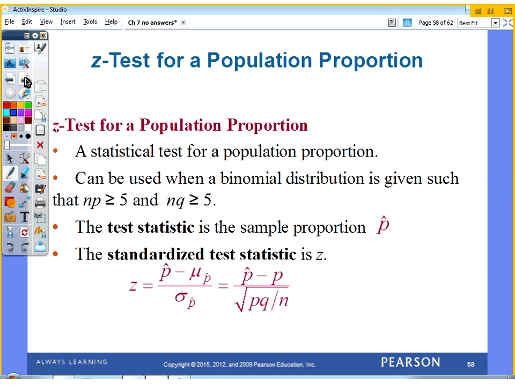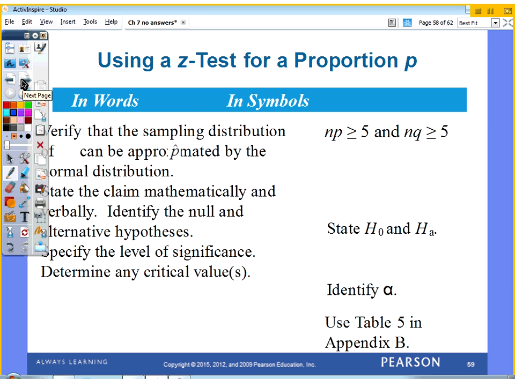Now the test statistic is p hat, and notice your formula changes because we're dealing with proportions instead of the mean. So your test statistic formula would be p hat minus p divided by the square root of p times q divided by n. Now make sure you notice that square root is over everything in the denominator. So when you type this in, you're probably going to have to put parentheses around the top and underneath the radical to make sure that you get that typed in correctly.